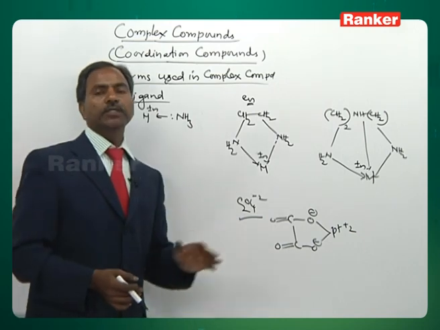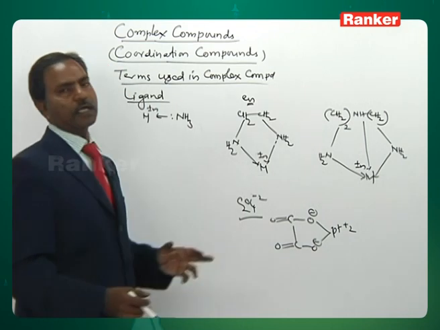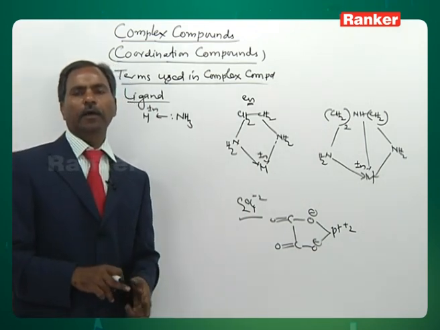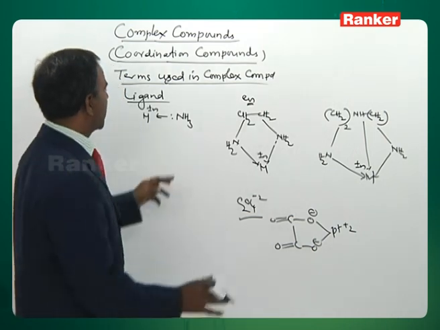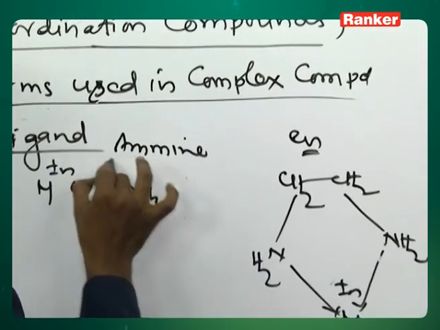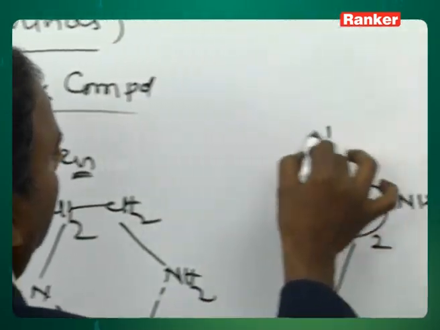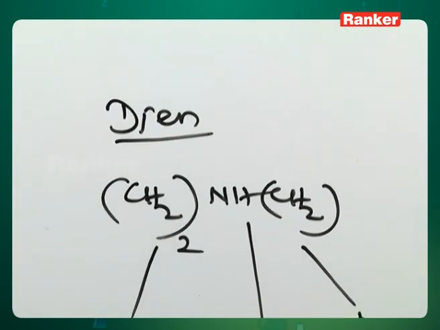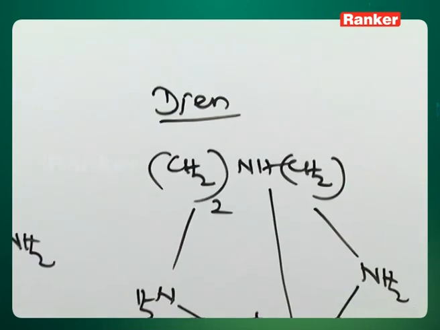Based on the number of donor atoms, the ligands are classified into mono, bi, tri, tetra, penta, and hexadentate ligands. This is the amine ligand, ammonia, which we call amine. This is ethylene diamine, EN we say. This is diene, which means diethylene triamine. This is the oxalate ligand.